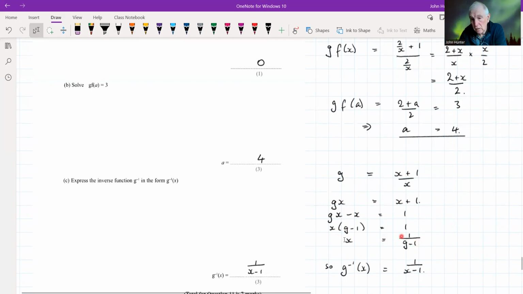Now, that's kind of what it is, but we always express it as a function in terms of x being the variable of the function, if you like. So we need to swap these over, or put x in there. So the inverse function is going to be equal to 1 over x minus 1.